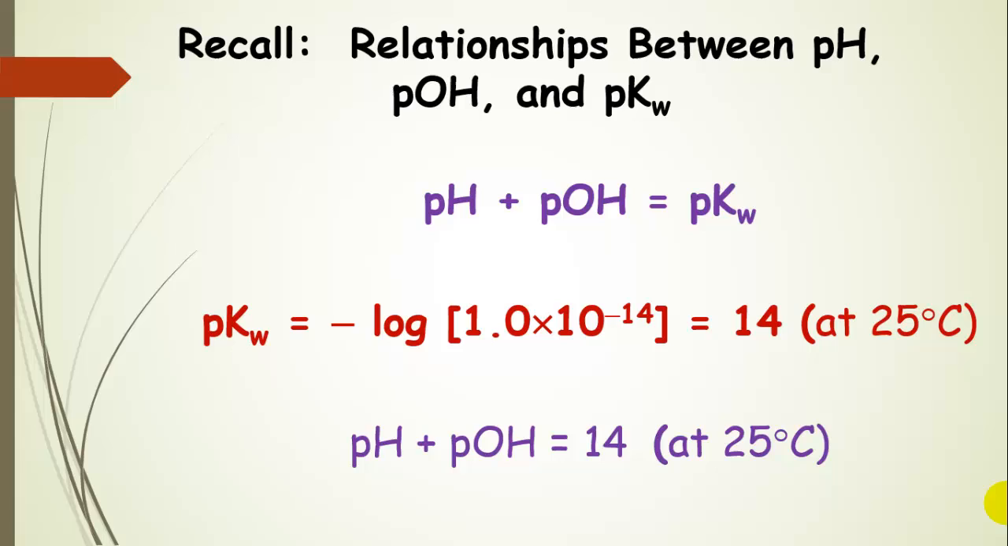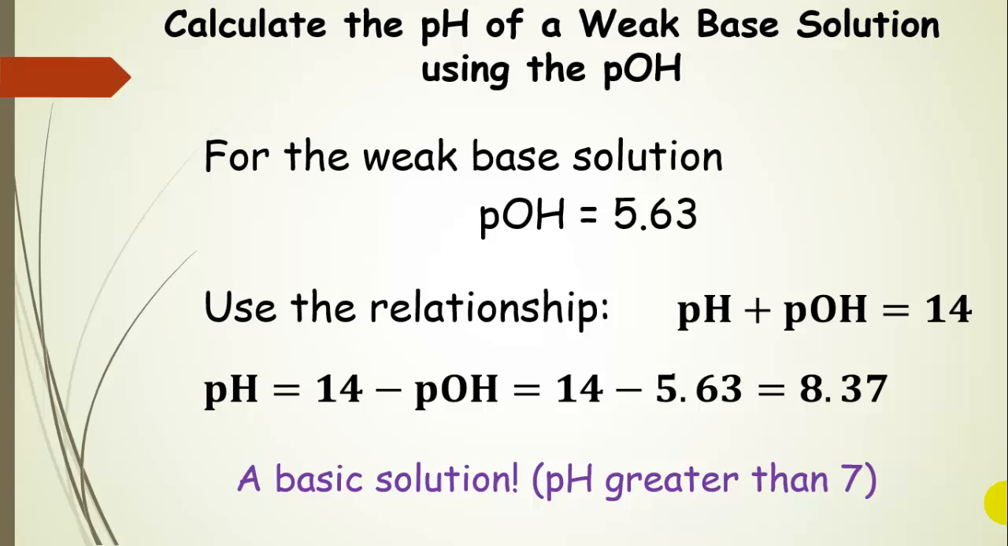And so let's remind ourselves of these relationships which make our life much easier. So pOH and pH, when you add them together, you get pKw. And at 25 degrees C, that's equal to 14. And so let's use this relationship to calculate the pH. So here's our equation. And then we have a pOH equal to 5.63. Going to plug that in and end up with a pH equal to 8.37. And that is a basic solution. So the pH is greater than 7.